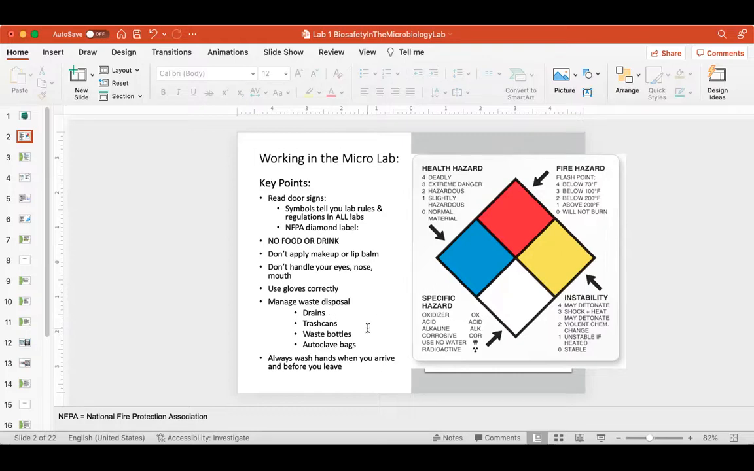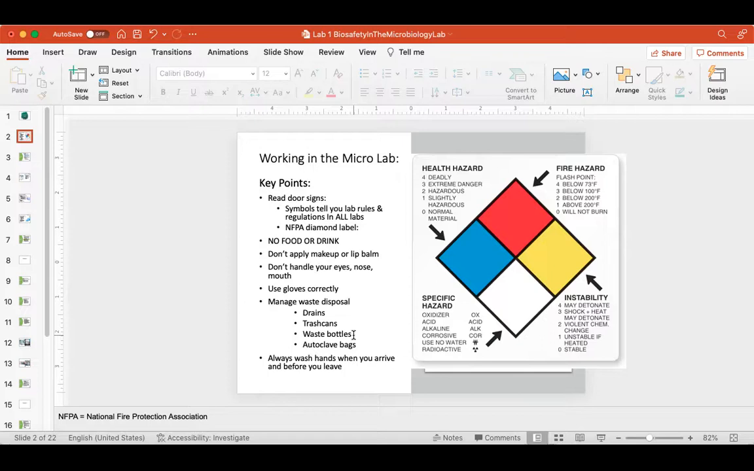A lot of the liquids that we use in the microbiology lab are stains. We use them to stain cells so that we can look at them under the microscope. And all of those stains have to be disposed of in waste bottles. We dump the extra stain, the used stain, into a waste bottle that is then picked up by a hazardous materials disposal company so that that waste can be disposed of correctly and not go down the drain.